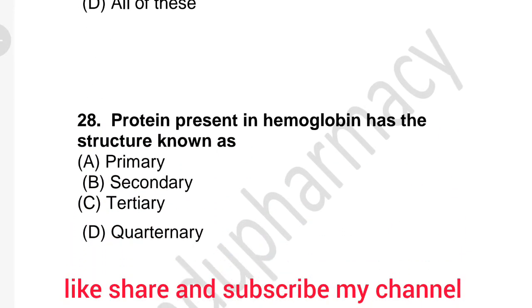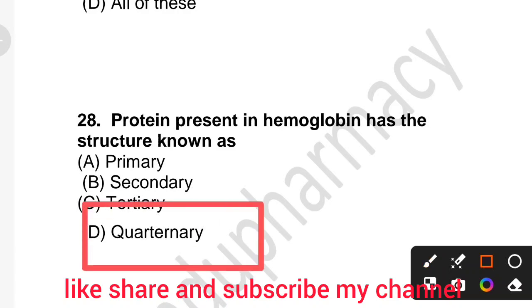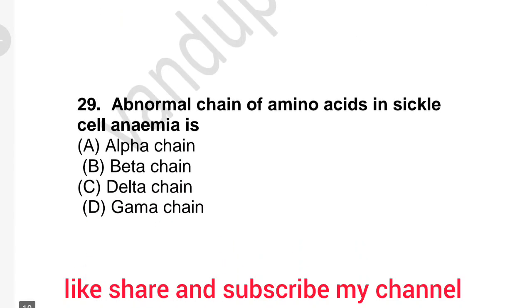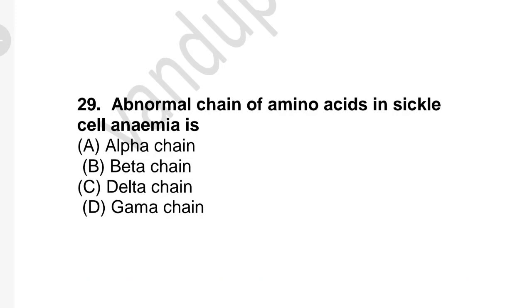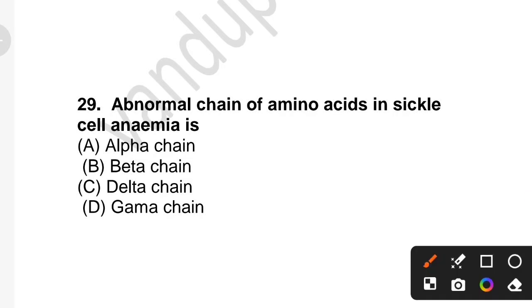Protein present in hemoglobin has the structure known as option A primary, option B secondary, option C tertiary, option D quaternary. Right answer is option D. Abnormal chain of amino acid in sickle cell anemia is option A alpha chain, option B beta chain, option C delta chain, option D gamma chain. Right answer is option B beta chain. The abnormal chain of amino acid in sickle cell anemia is beta chain.